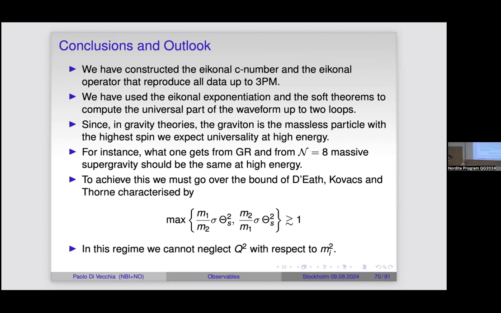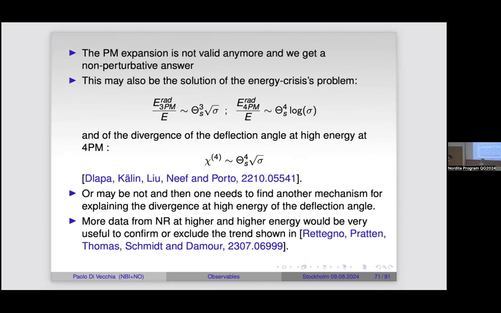In this regime, we cannot neglect q squared with respect to mi squared. So the PM expansion is not valid anymore, and we get a non-perturbative answer, essentially because you get the log of the Newton constant. This may also be the solution for the energy crisis problem.